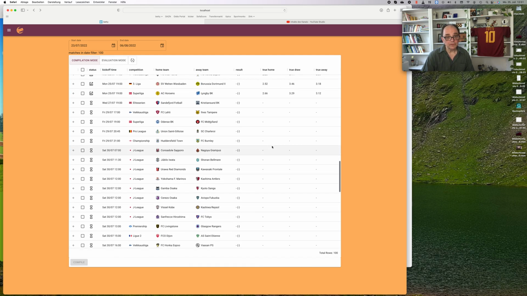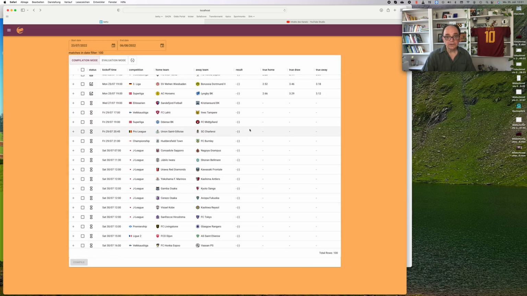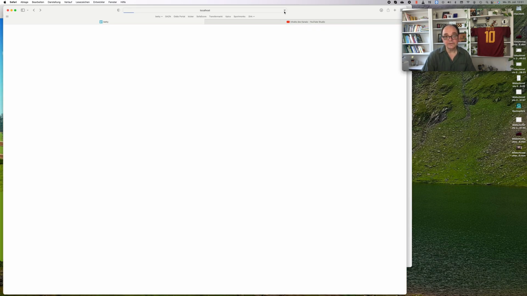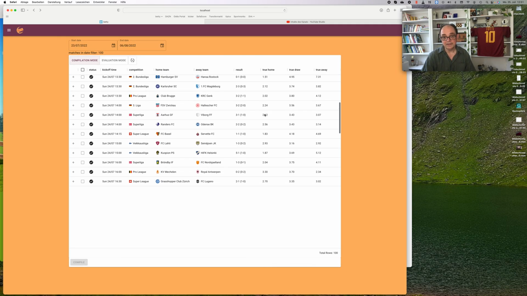Yeah, here we get all the fixtures coming up. For Wednesday, there is a fixture here. So I can select 2 of them or 3 of them. I can select them all, but let's compile a couple of them, 4 of them. Odds will be calculated and written into the database. Make sure your settings are fine. The compilation warning is not as important as the evaluation confirmation, because this is reversible. This one you can still recompile if you're not happy.